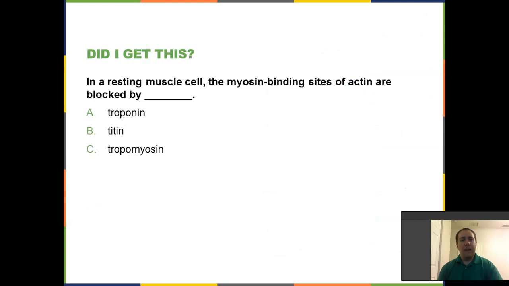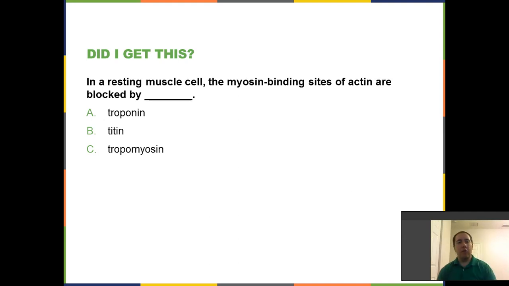So, in a resting muscle cell, the sites on actin where the myosin binds are blocked by which protein? Troponin, titin, or tropomyosin? C, tropomyosin is correct.